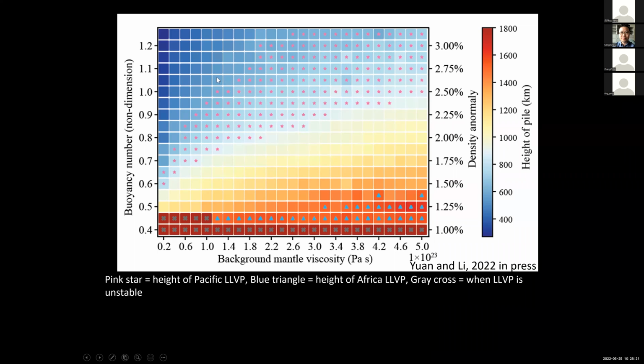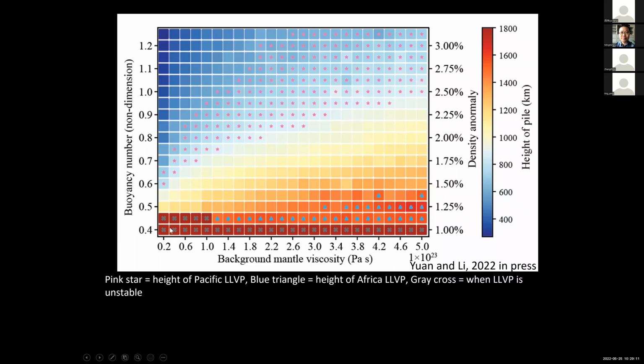Okay. And then, as we said before, the height of the Pacific LLVP is about 700 to 800 kilometers. If you look at this color bar, it's about blue color. So then we map these pink stars on locations where the height is 700 to 800 kilometers. In contrast, the cyan triangles represent the height of the African LLVP, from 1500 to 1700. And there are also other calculations represented by these gray crosses.